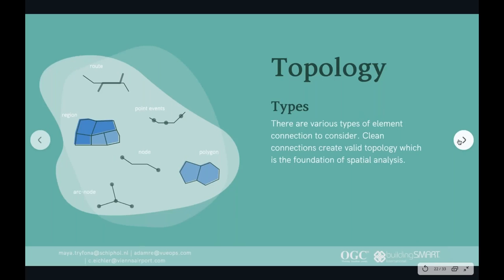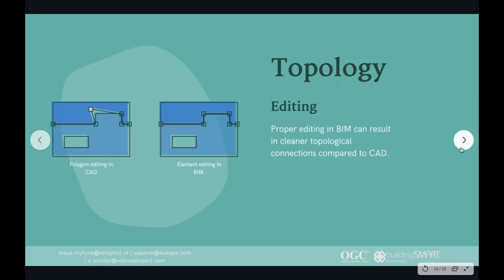Next, we want to address a big subject, which is the topology. So the topological relationships are very important for a successful spatial analysis. And here you can see different types of element connections, where in the next slide, we want to highlight that with proper editing in BIM, you can result in clean topological relationships, which can save time and of course make the life of a GIS specialist much easier.